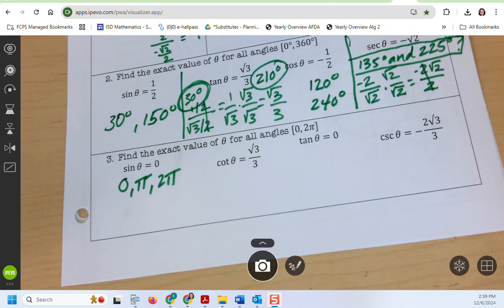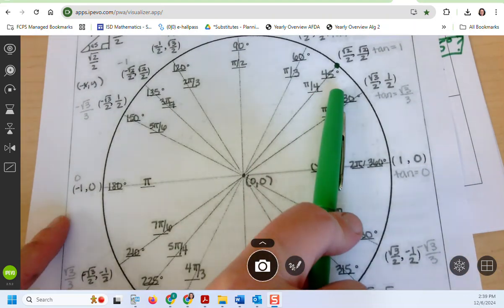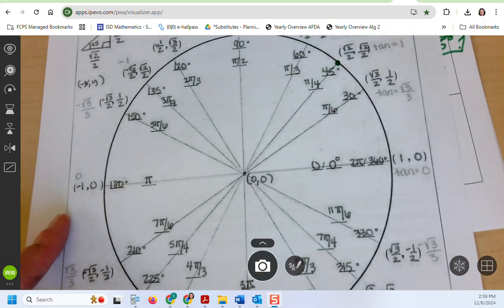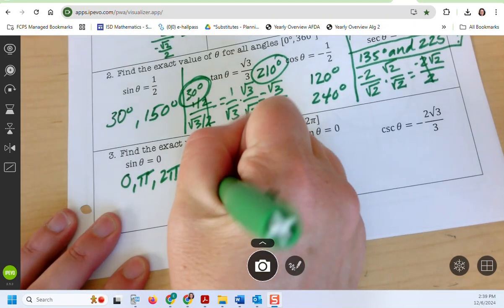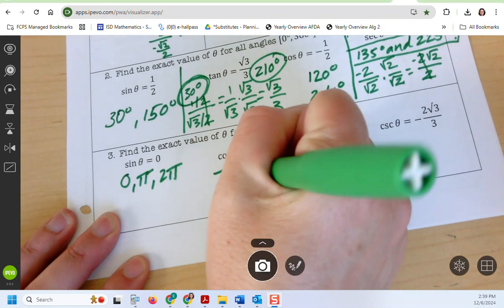Cotangent is root 3 over 3. This happens at pi over 3 and at 4 pi over 3. The cotangent is going to be positive in the first quadrant and the third quadrant. Positive over positive and negative over negative will give you positive. And if you divide them out, you will find that the angles that work there are pi over 3 and 4 pi over 3.